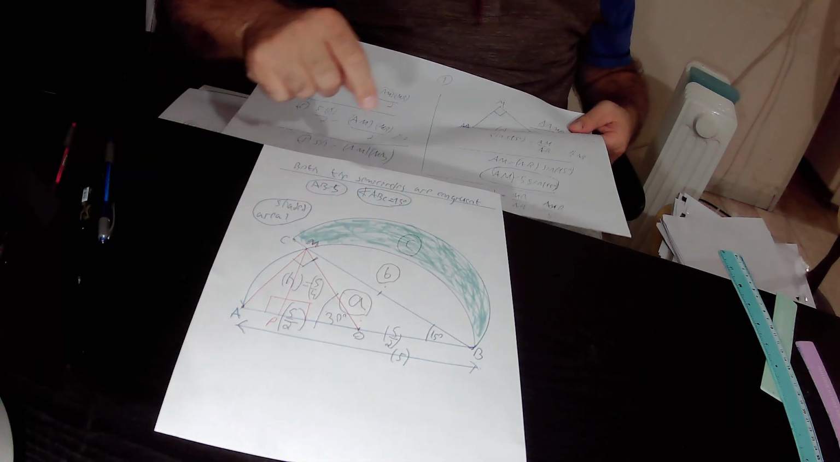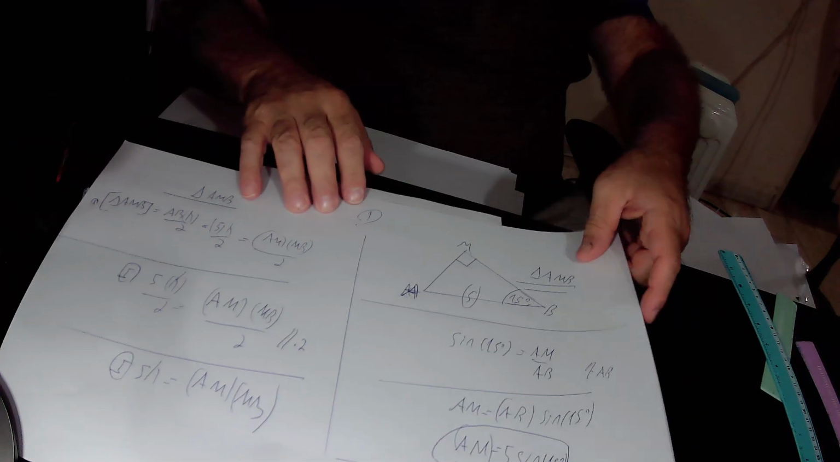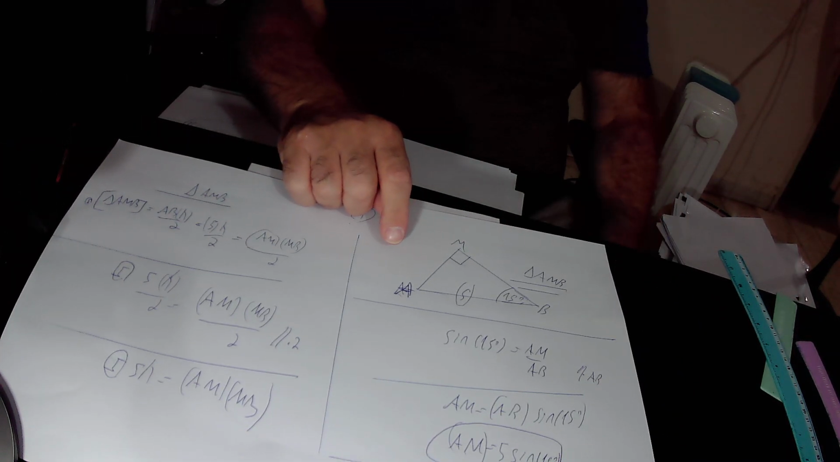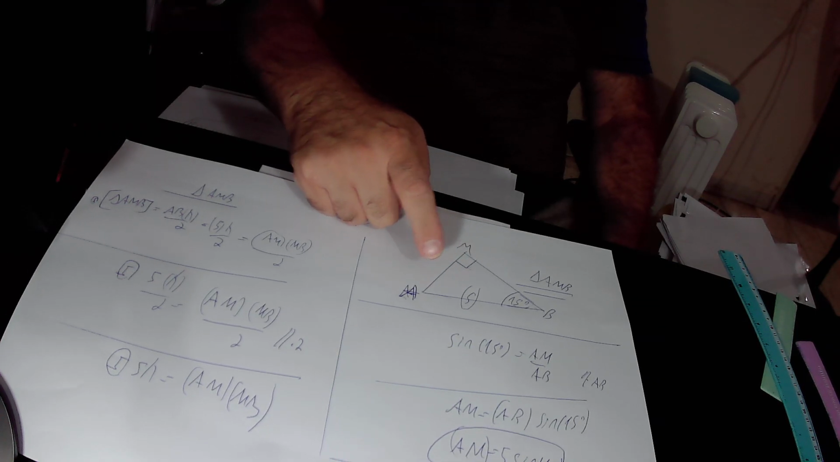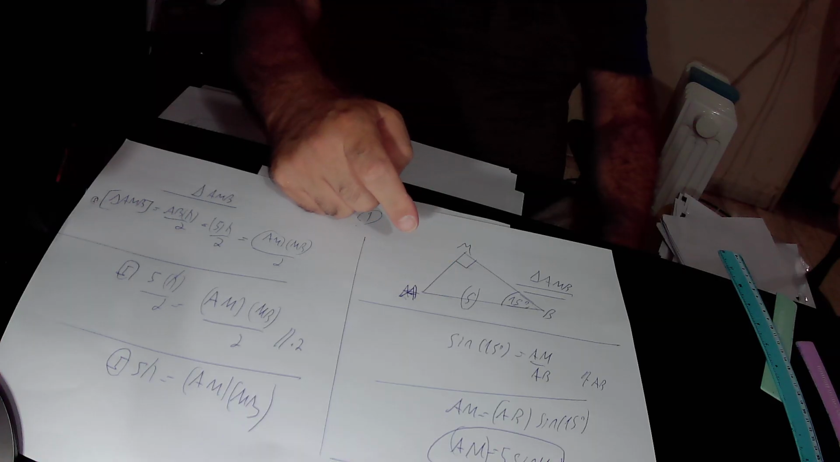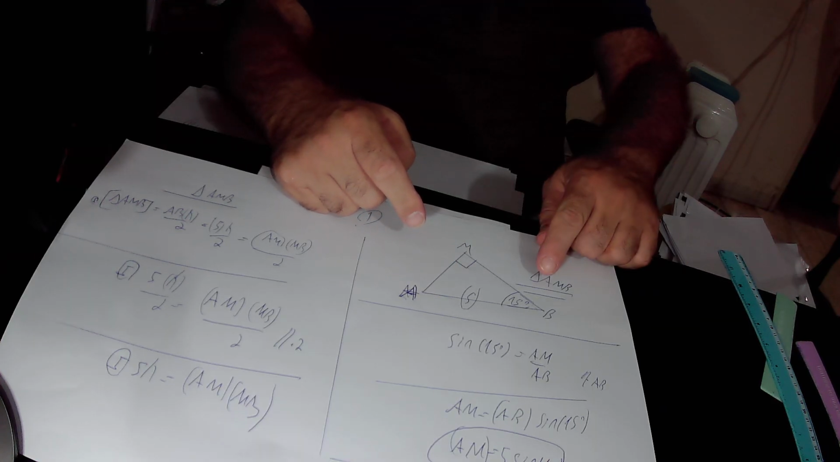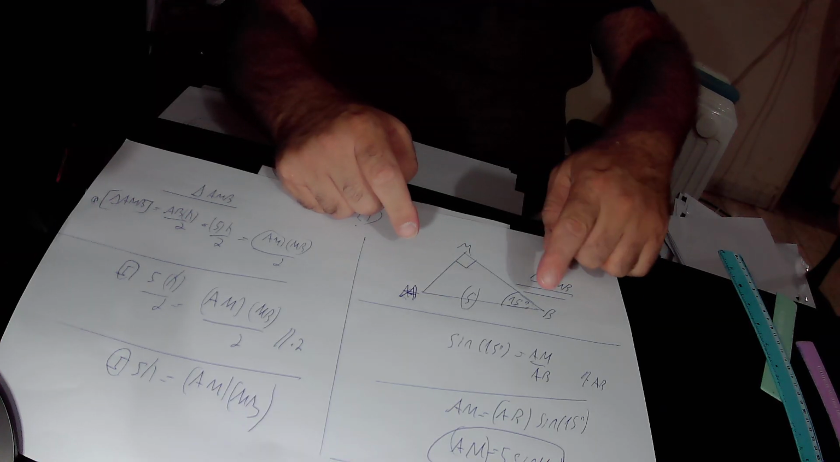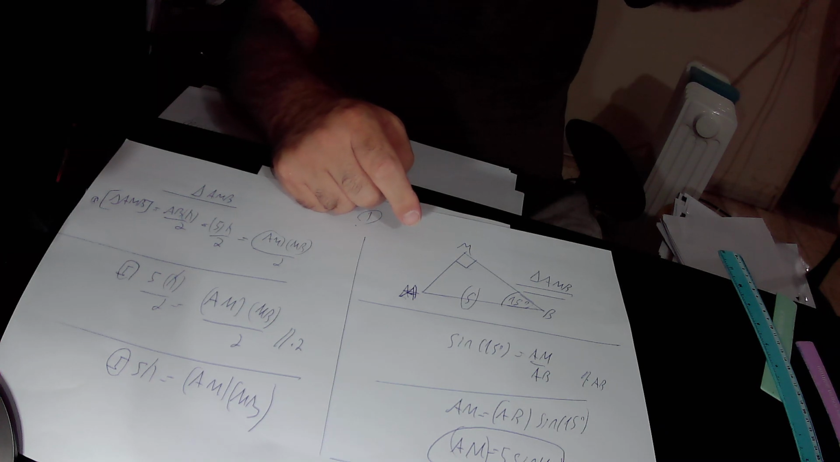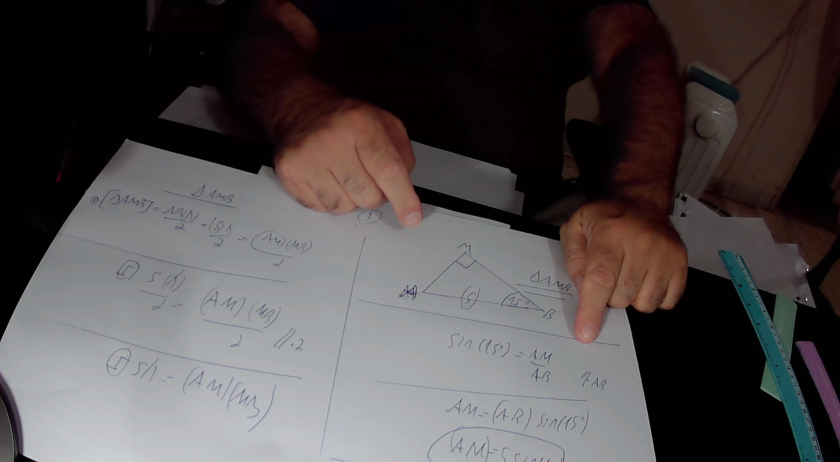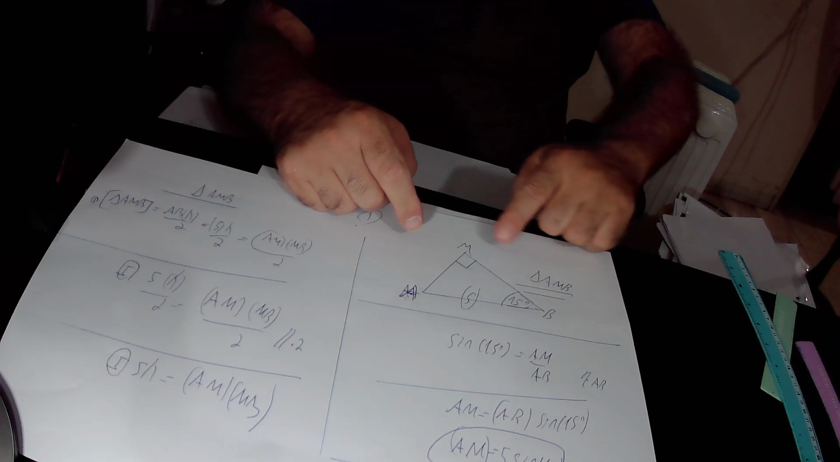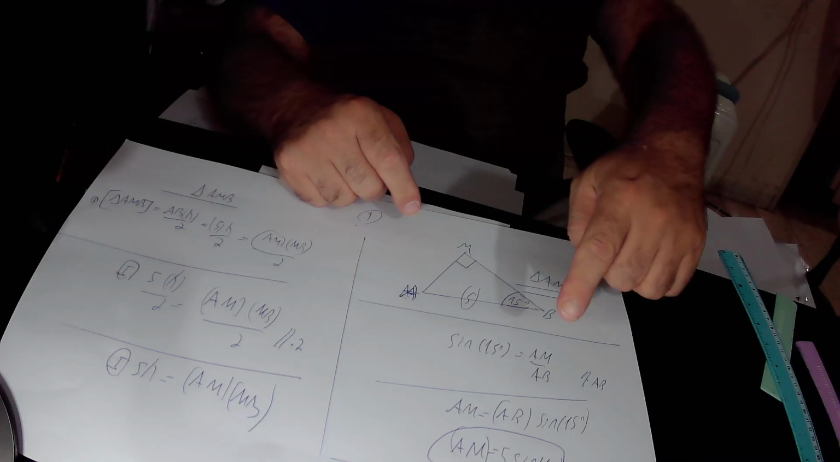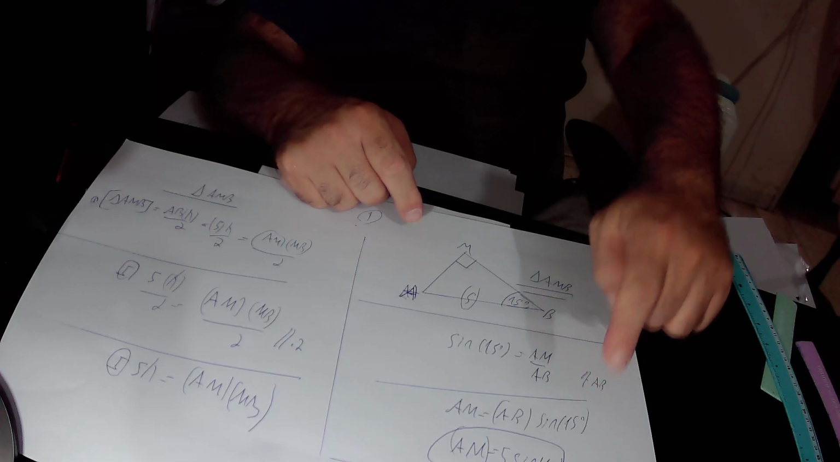In the next step, I copied this right triangle ABC onto a new page and we analyze it. This is the right triangle that I copied from the original diagram. In this right triangle, sine 15 degrees equals AM over AB. AB is the hypotenuse. So we multiply this equation by AB and find that AM equals AB times sine 15 degrees. AB is 5, so AM equals 5 times sine 15 degrees.